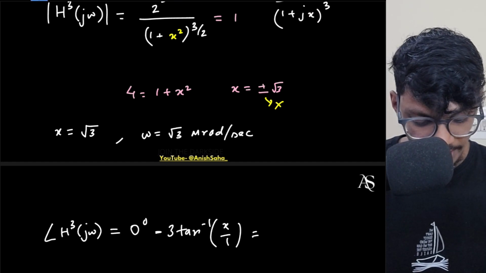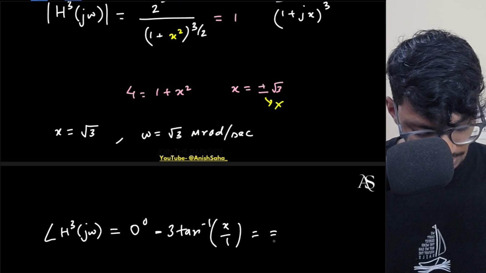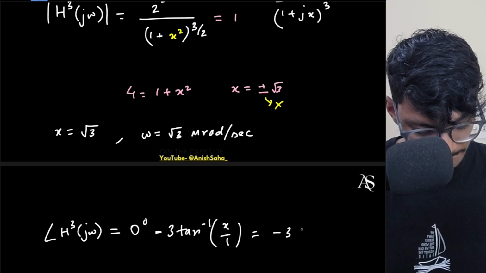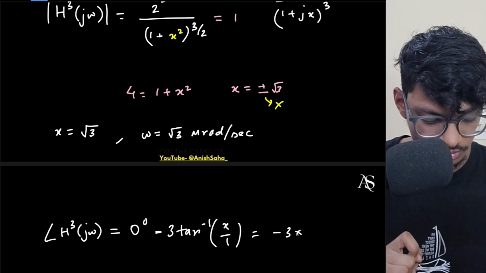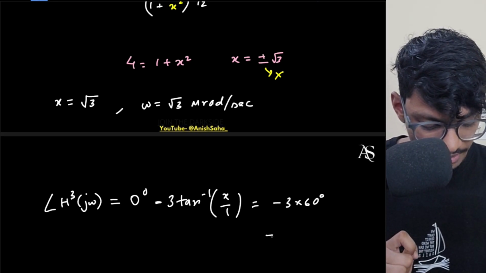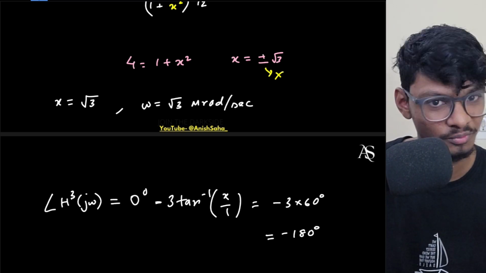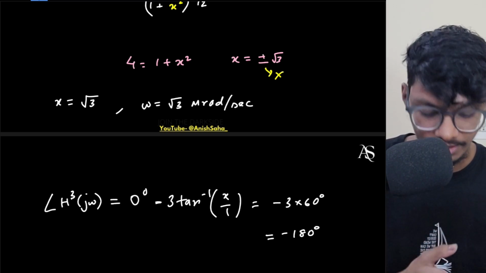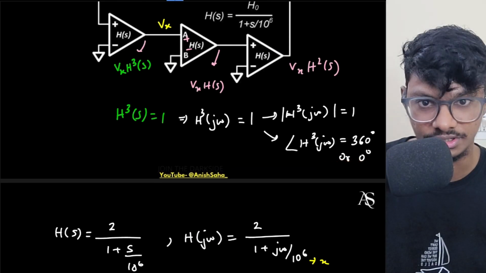Now, the x value I have already found out, that is root 3. So if I put this value here, what will I get? I will get 3 into tan inverse root 3. What is tan inverse root 3? It is simply 60, right? Plus 60. So it will be 3 into 60. I am getting minus 180. So this is not the condition for positive feedback. For positive feedback, this angle actually should have come 0 degrees or 360 degrees.